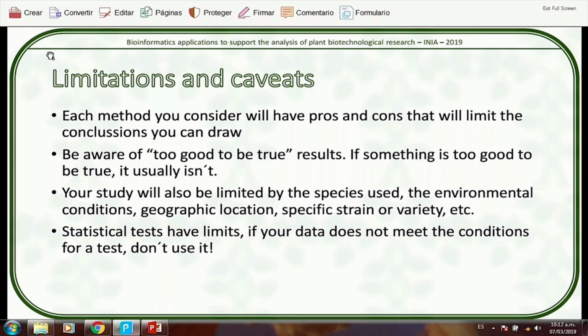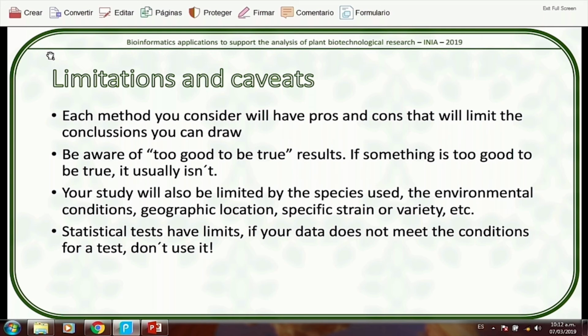But a lot of people use it. You will see papers that use the software Structure to actually predict population structure using mitochondrial data. That's simply the wrong approach. That's not the right test for the data you're trying to analyze. So your statistical tests, again, have limits. If your data does not meet those conditions, don't do it.